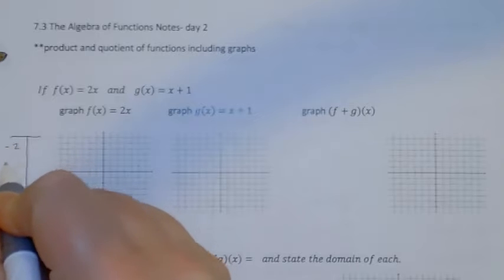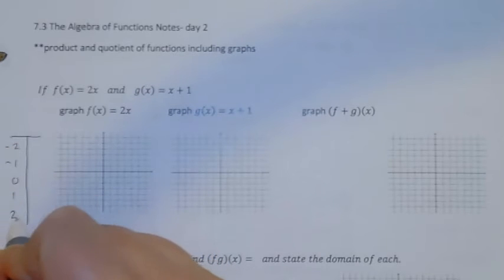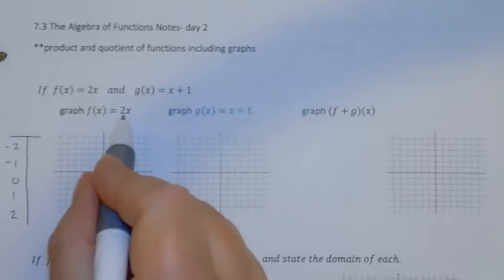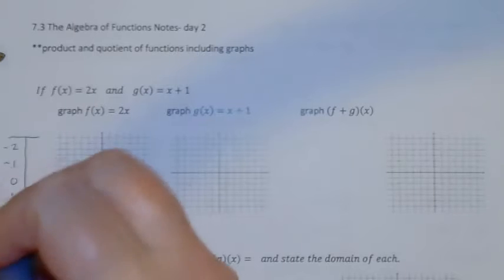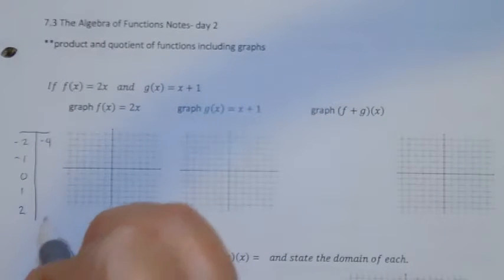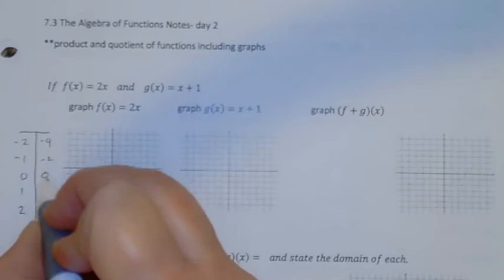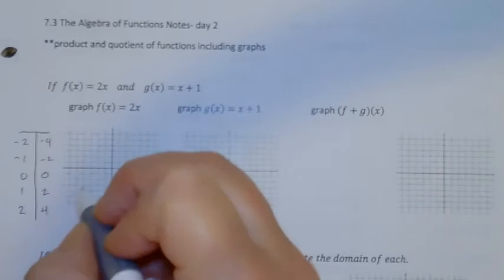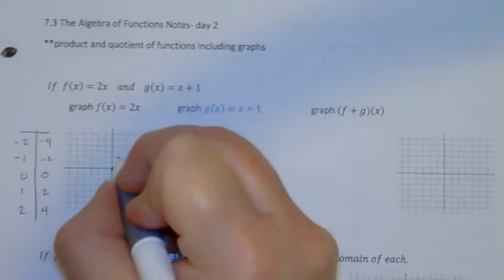I could use a series of input values. And when I put in that value, I would get out some value. So if I put -2 in, I get -4. If I put -1 in, I get -2, 0, 2, and 4. So if I graph this one, it looks something like this.